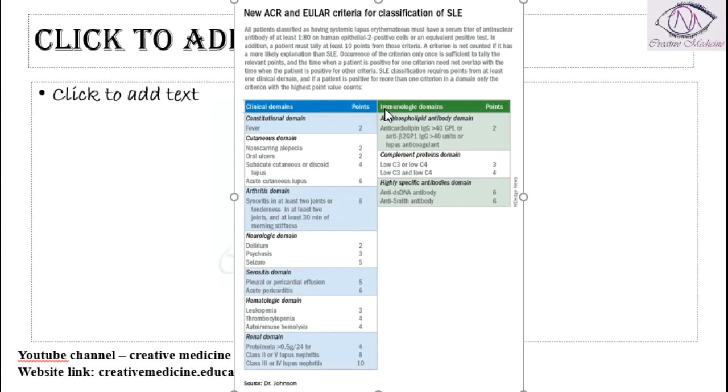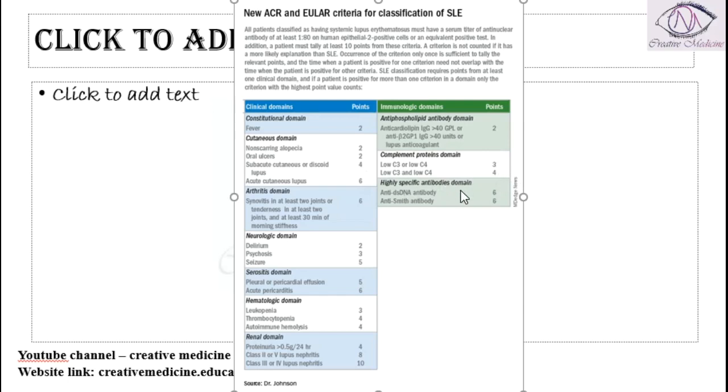And we also have immunological domains. In the immunological domains, if antiphospholipid antibodies are present, that is anti-cardiolipin antibody IgG more than 40, or anti-beta 2 glycoprotein IgG more than 40 units, then 2 points are given. Then in the complement protein domain, if there is either low C3 or low C4, that is either one of them is positive, then 3 points are given. If both low C3 and low C4 are present, then 4 points are given.